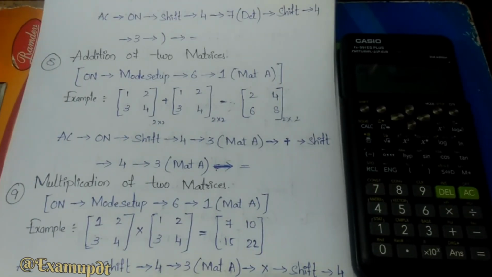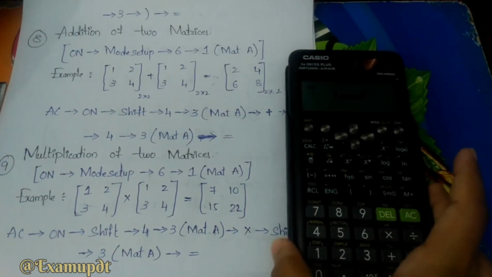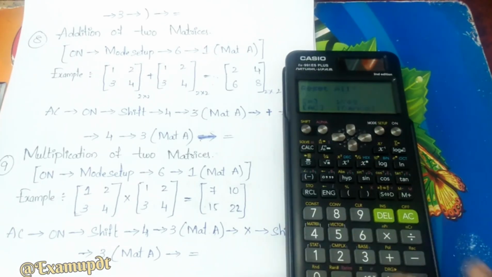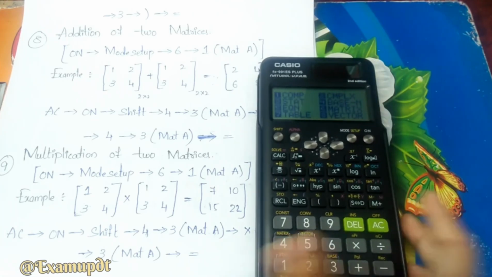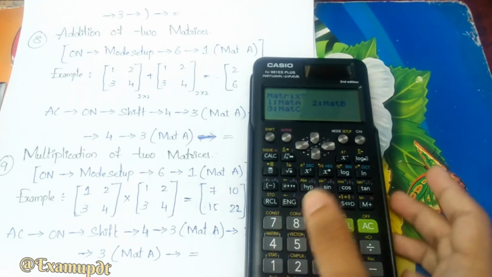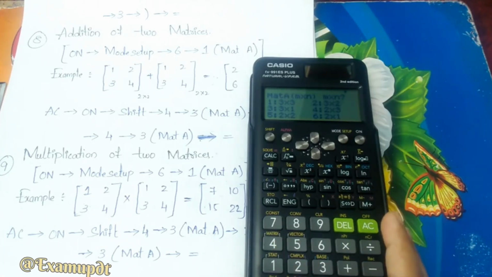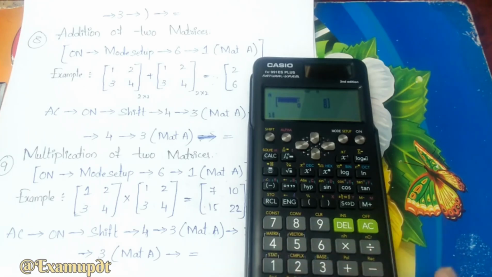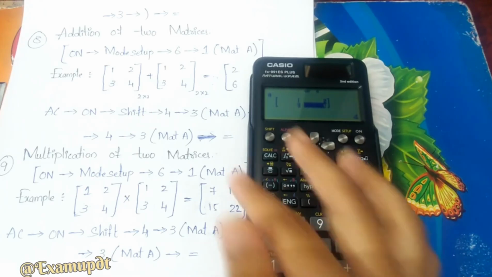First we have to turn on the Calci. So first I want to clear this data. Then click on mode setup and then click on 6 for matrix, and next click on 1 because I want to enter the values into matrix A. You can also take different matrices. I want to take a 2 by 2 matrix, so I am clicking on 5 and now enter the values 1, 2, 3 and 4. Now these values are entered into matrix A.